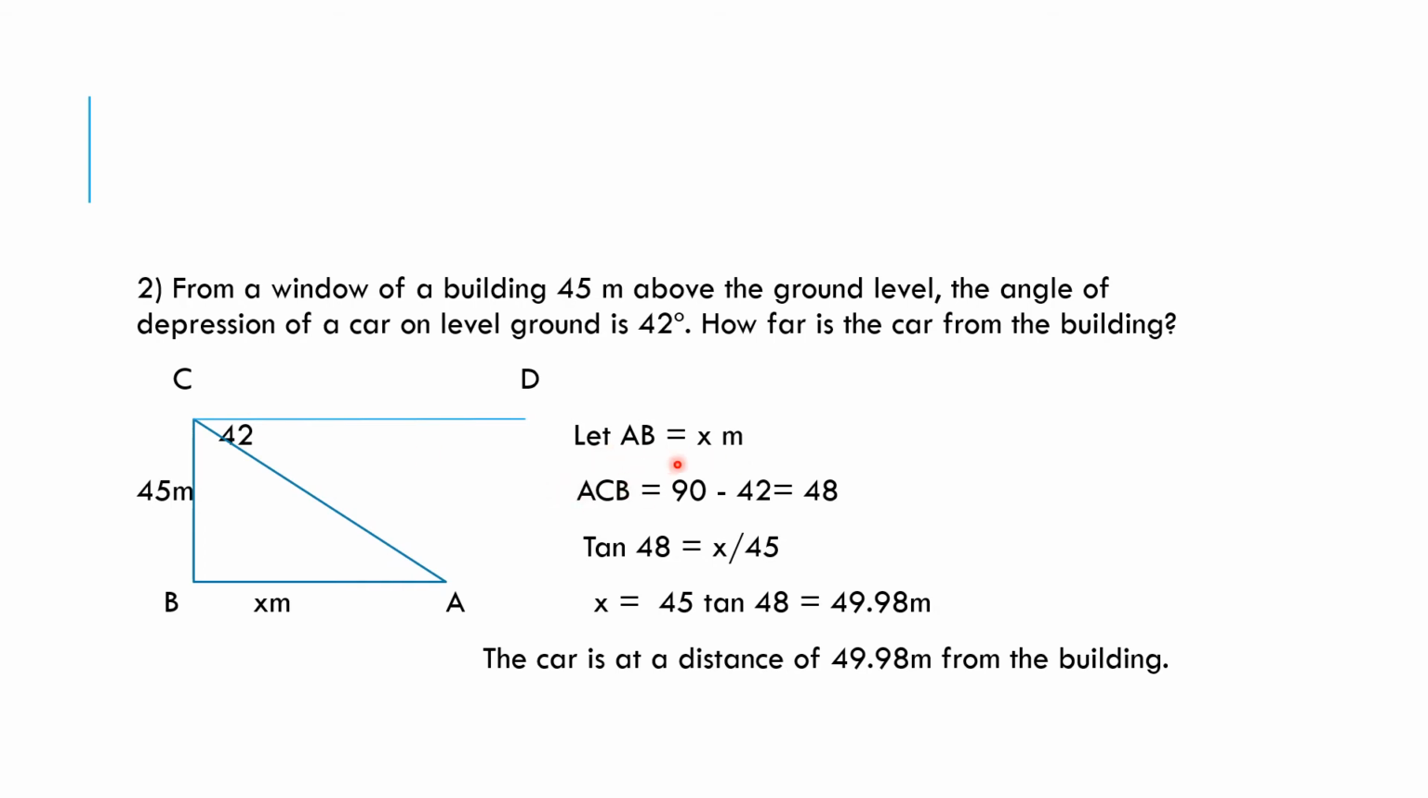So let AB be X meters. Angle ACB is 90 minus 42, which is 48 degrees. Tan 48 is X over 45, and X is 45 times tan 48, which is 49.98 meters. So the car is at a distance of 49.98 meters from the building.